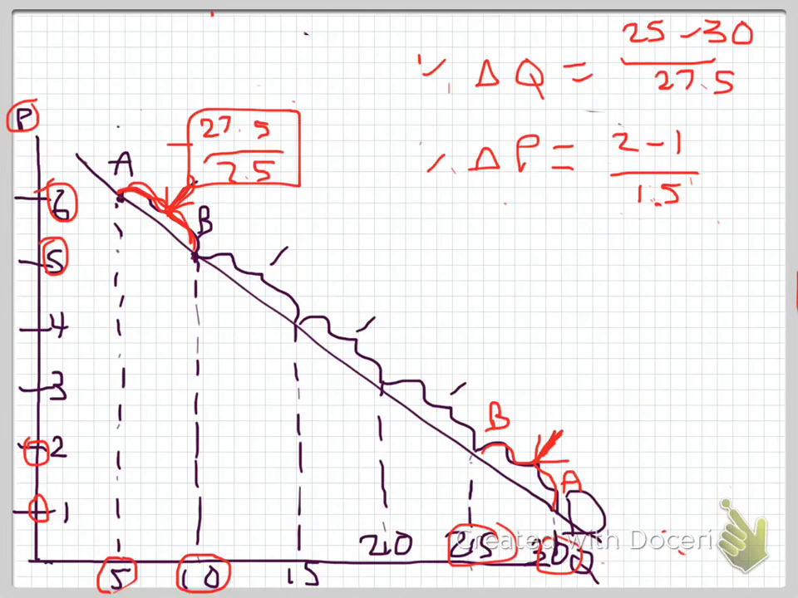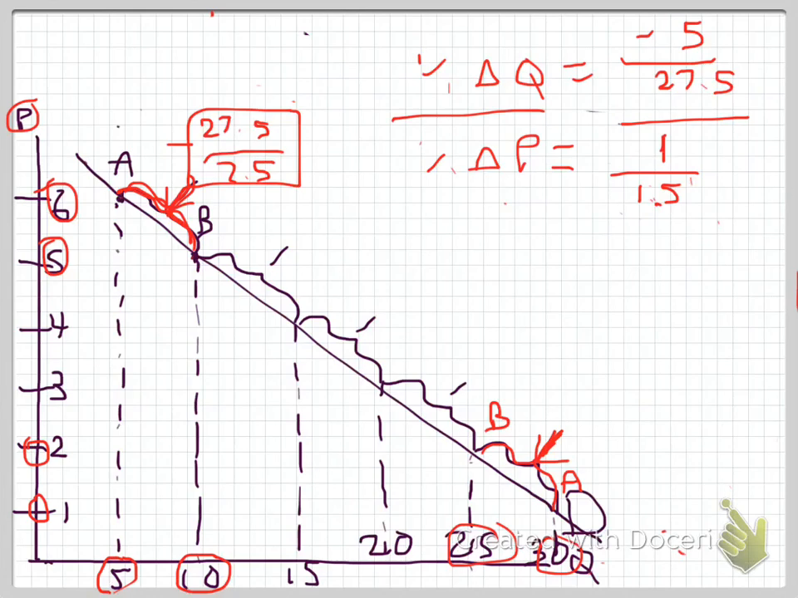So this one, I'm going to change. 25 minus 30 is minus 5. And this one, 2 minus 1 is 1. I'm just erasing. I hope you had that written down, but I'm trying to save space here. So then we're going to invert and multiply, because we want to divide.